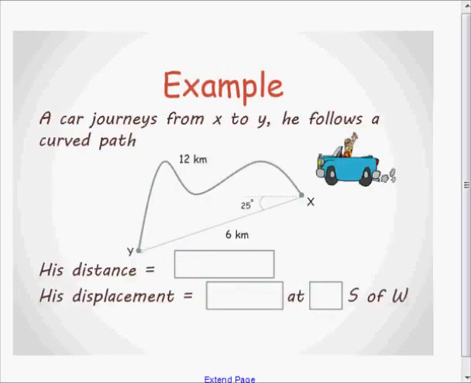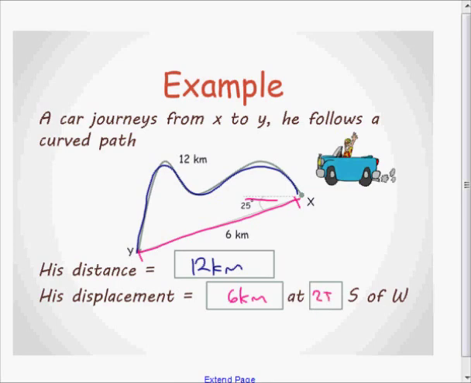So an example of it though is a car journeying from X to Y. It follows a curved path, okay? Its distance is the one that just keeps counting as you go along. It's like the odometer on your car that measures distance. In this case it's 12 kilometers. However, if we're looking at displacement, it's the straight line distance between the 2 points, so that's 6 kilometers, and the angle, okay, so the angle is 25 degrees south of west.